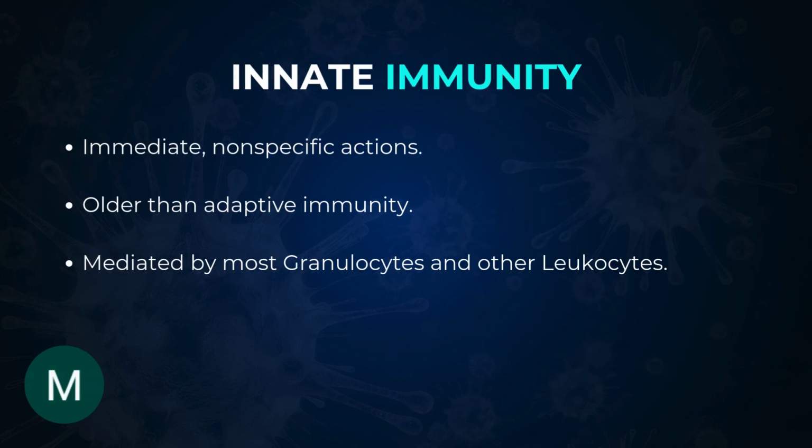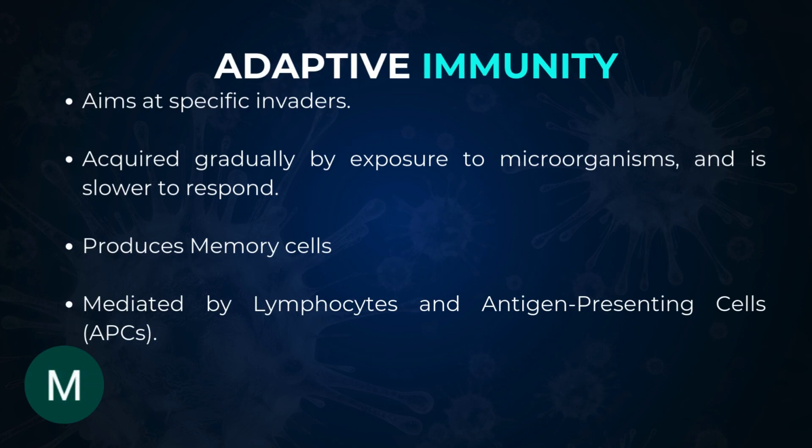Innate immunity is immediate, non-specific action, including physical barriers such as the skin and mucous membranes of the gastrointestinal, respiratory, and urogenital tracts that prevent infections or penetration of the host body. Adaptive immunity aims at specific invaders and is acquired gradually by exposure to microorganisms, and is slower to respond. It produces memory cells and is mediated by lymphocytes and antigen presenting cells.